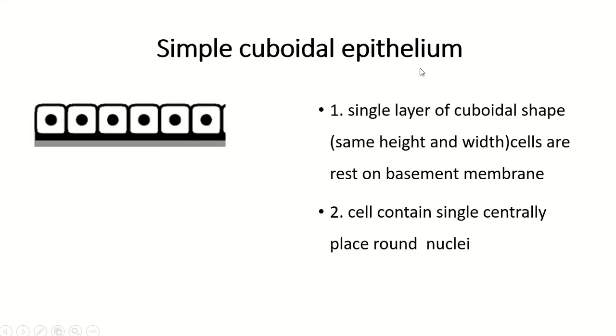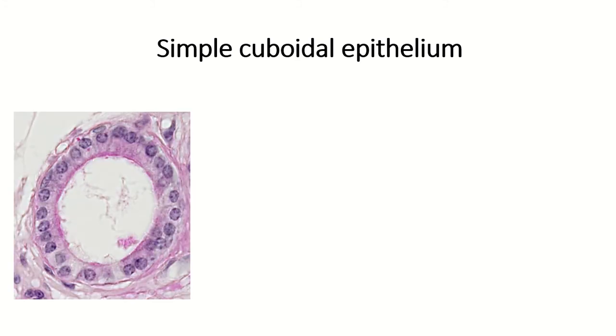In the simple cuboidal epithelium, the height and width of the cells are the same, and the nucleus is present at the center, and the shape of the nuclei is round. So this is the histological slide of the simple cuboidal epithelium. You see the height and width of the cells are the same and the nuclei are round and centrally placed.